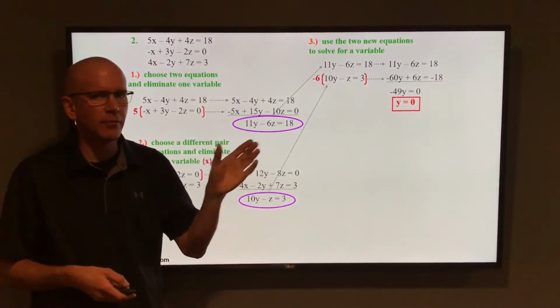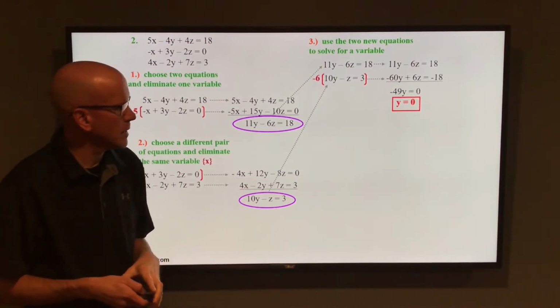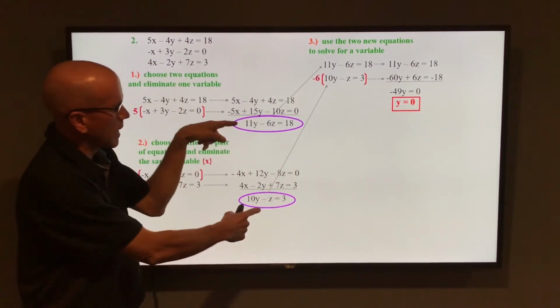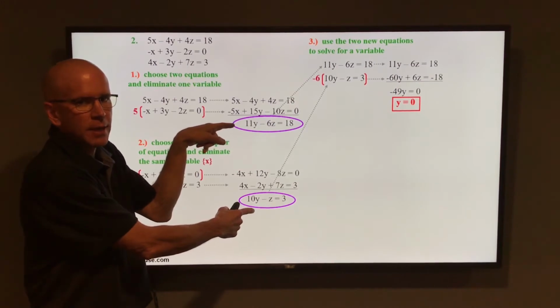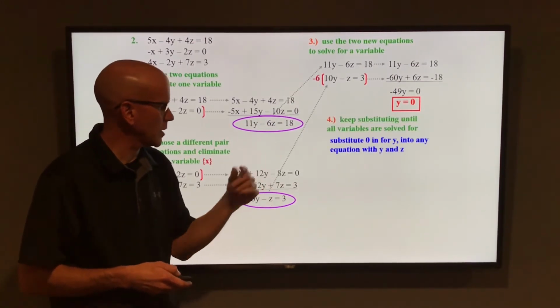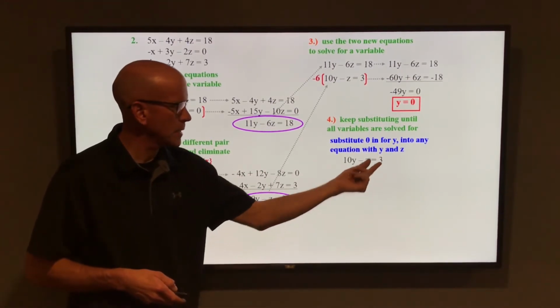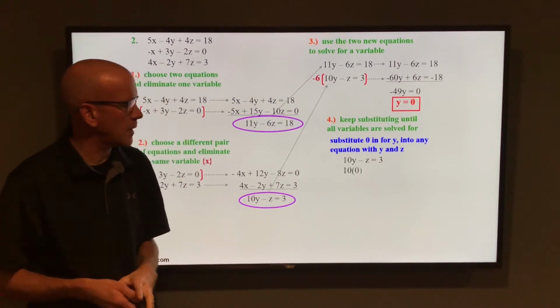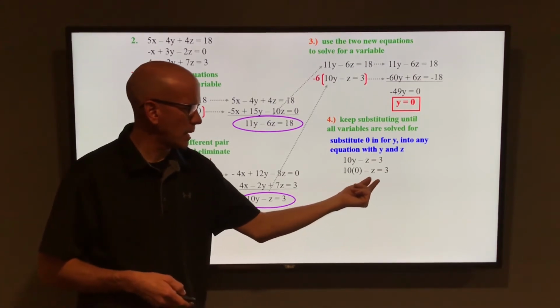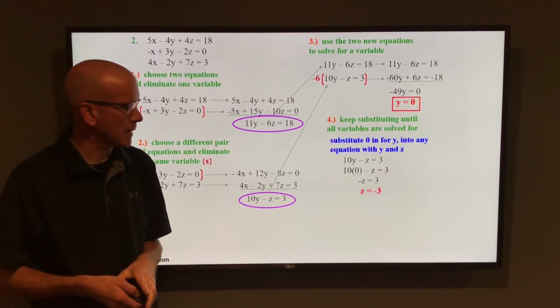Once you know the value of one of the variables, that's the key that's going to unlock the door to all the other variables. Now that you know y is 0, you can go back to one of these two equations and solve for z. So just pick one of those equations. It does not matter. I'll take that bottom one down there. 10y minus z equals 3. Substitute 0 in for y. So it'd be 10 times 0 minus z equals 3. Have negative z equals 3, and then z equals negative 3.